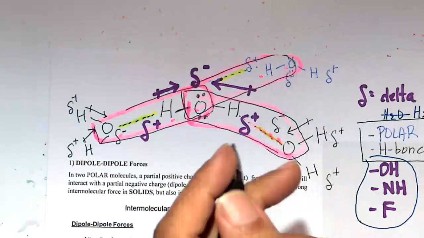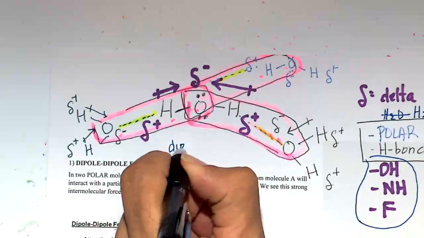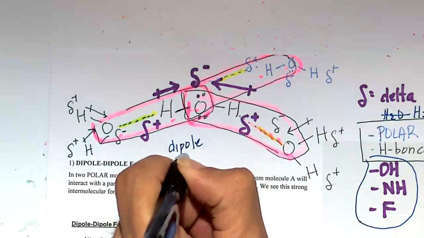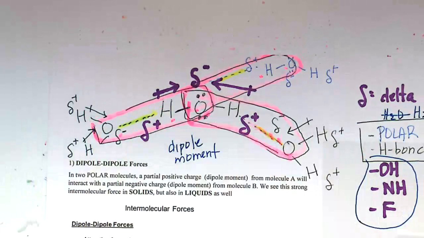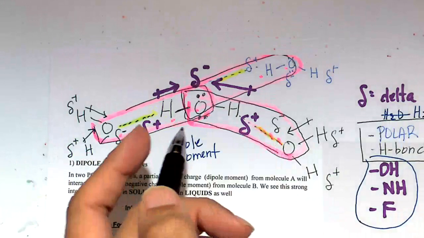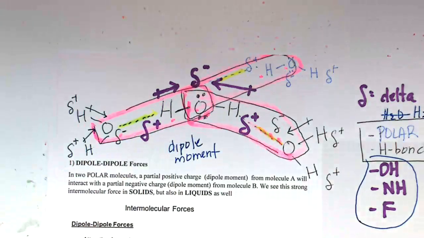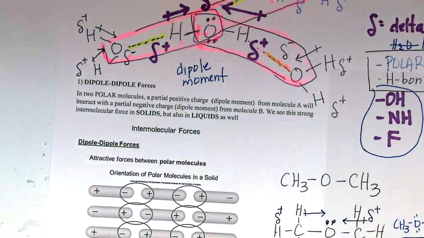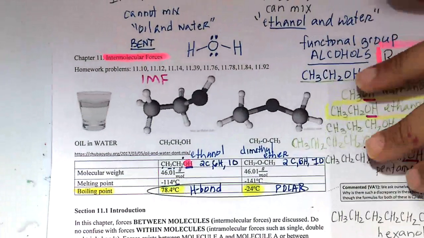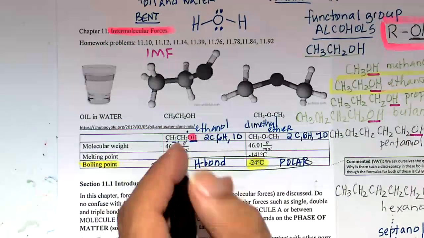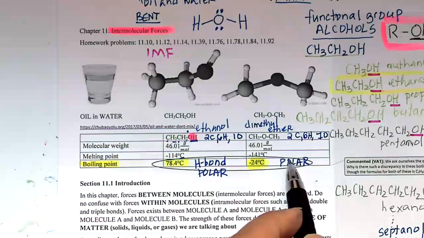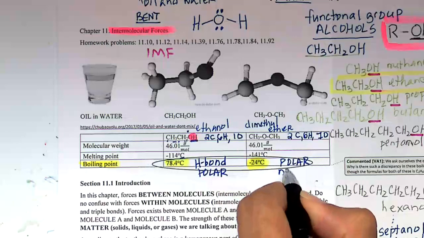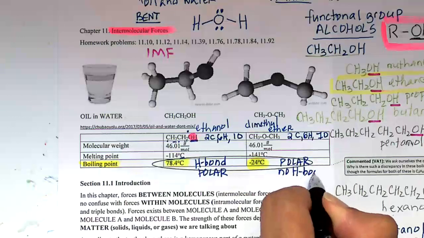Okay, partial positive, partial negative. They call it a dipole moment, for those that are going to take more chemistry later on. Okay, polar molecule, partial positive, partial negative. It means it has a dipole moment. So this is hydrogen bonding and polar, which has a dipole moment. This is polar, has a dipole moment, but cannot hydrogen bond.